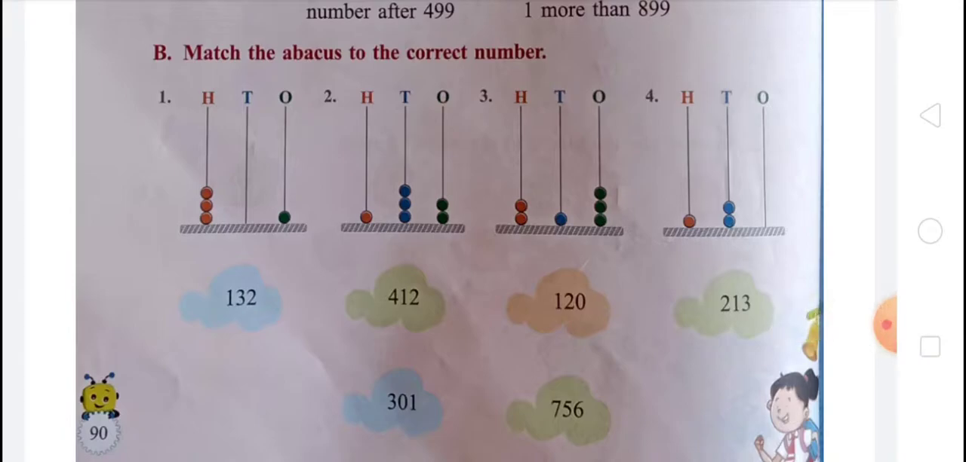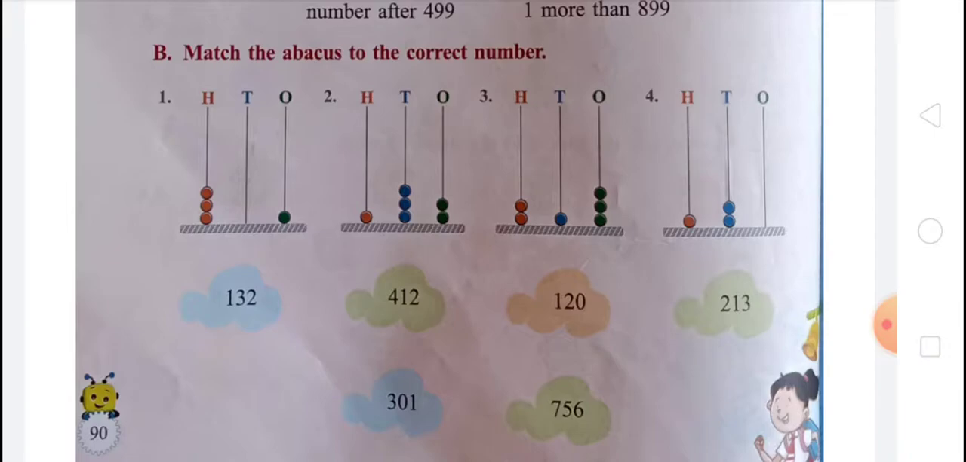Match the abacus to the correct number. You can see here that there are some abacuses and you have to match them. In the first, on the ones place there is 1, on the tens place there is nothing, and on the 100 place there is 3. So that will be 301.